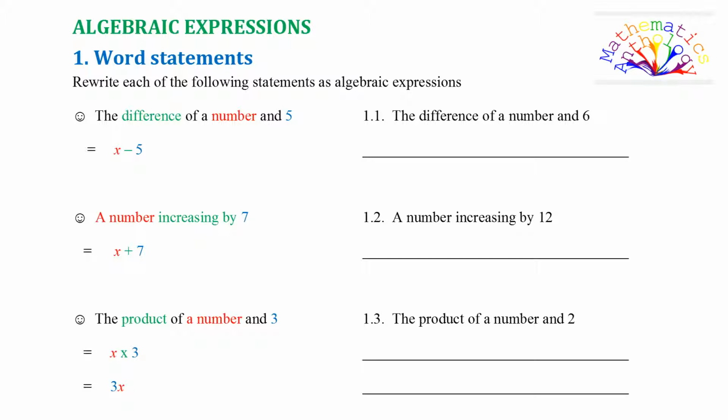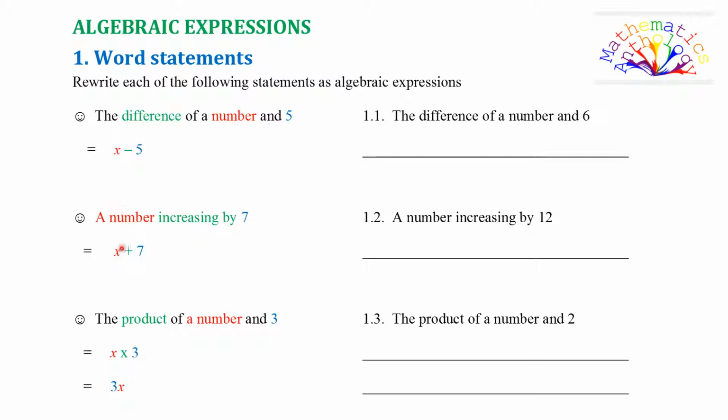The first aspect in algebraic expressions that we'll cover is word statements. So rewrite each of the following statements as algebraic expressions. So there's our word statement here. The difference of a number and 5. A number in algebra is represented by the variable x. Difference is represented by the subtraction sign. And 5 is our constant given. So the difference of a number and 5 can be written in algebra as x minus 5.